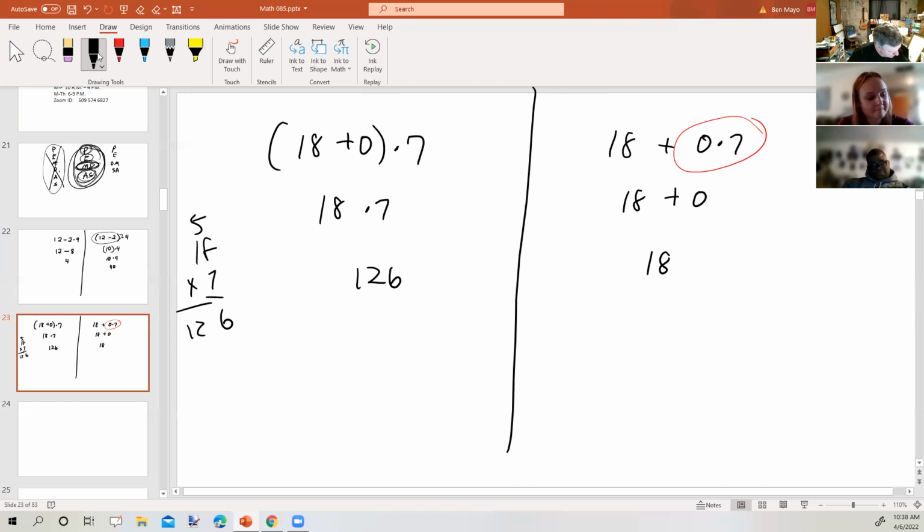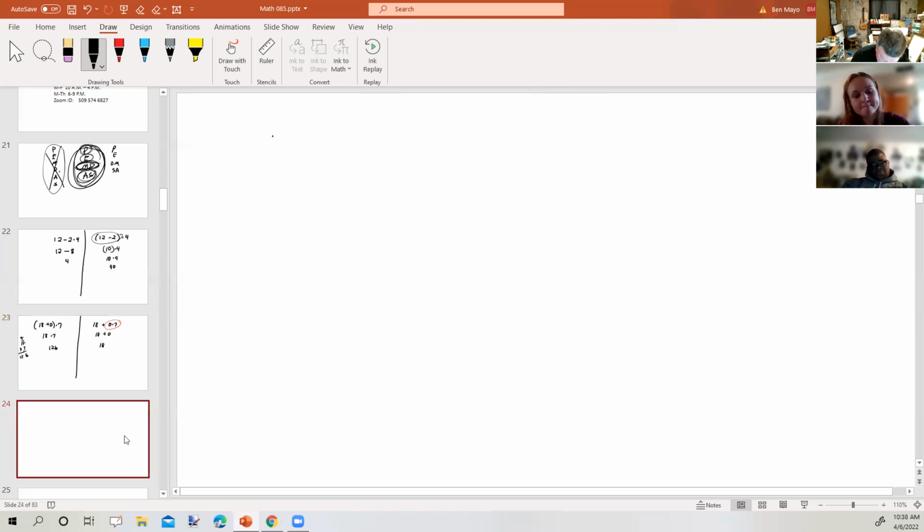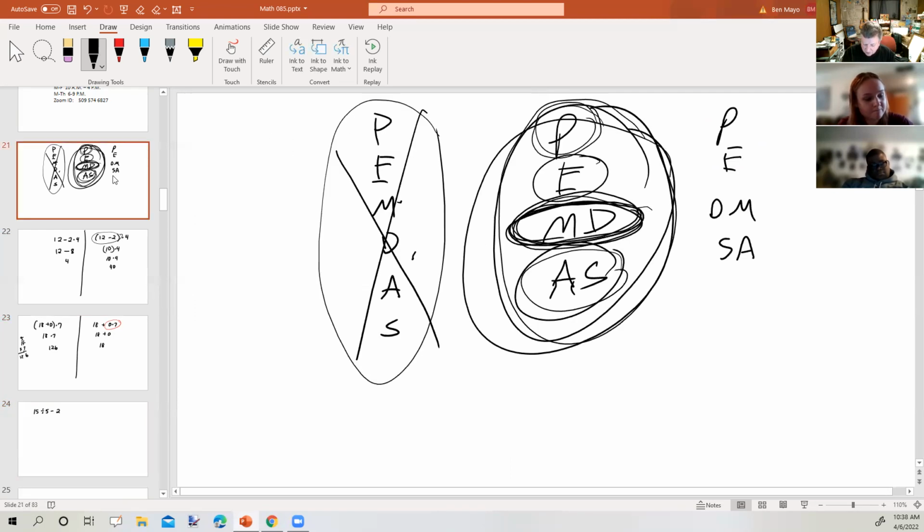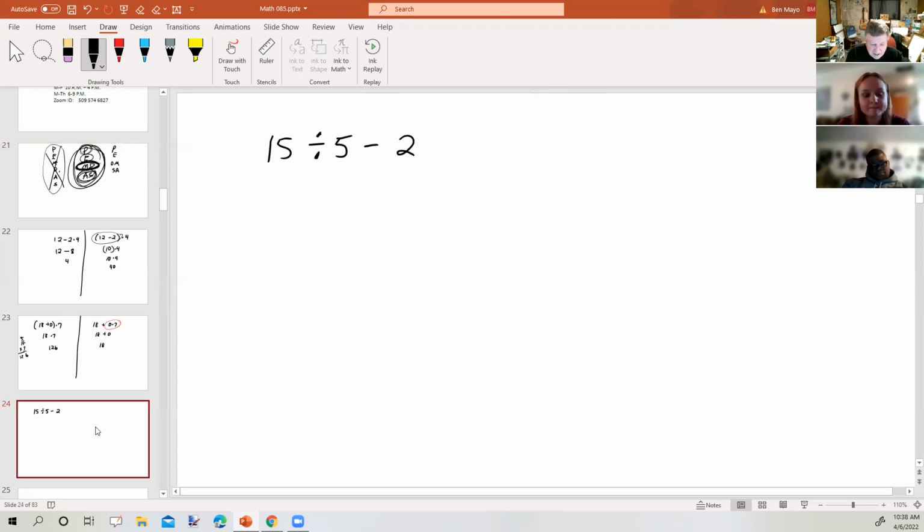How about this one? 15 divided by 5 minus 2. So we've got division and subtraction. We do division before subtraction. What's 15 divided by 5? It's 3. And then 3 minus 2 is 1. So again, division before subtraction.